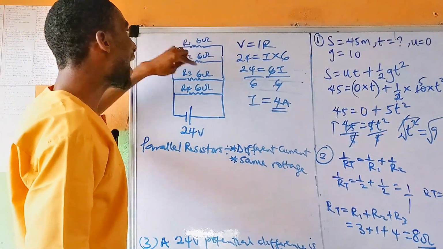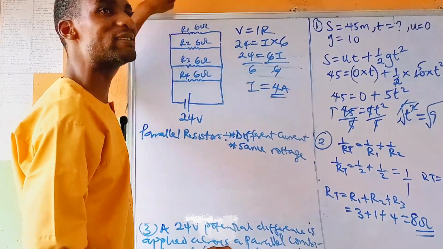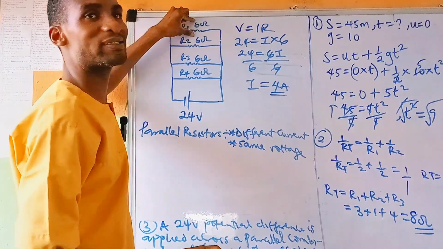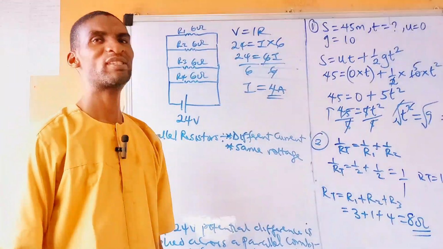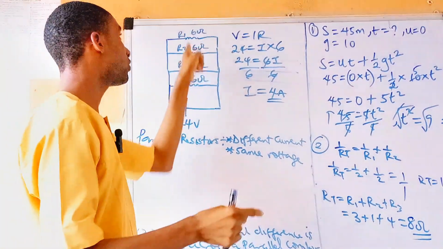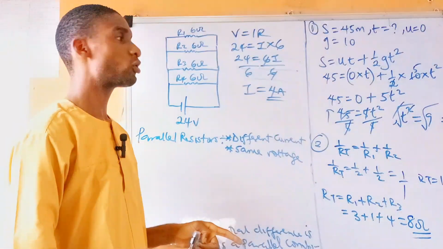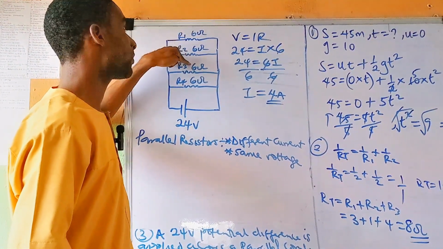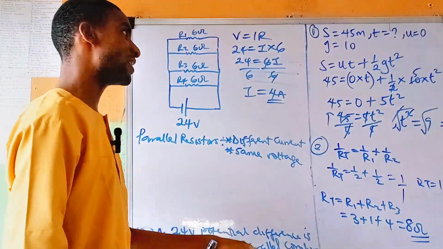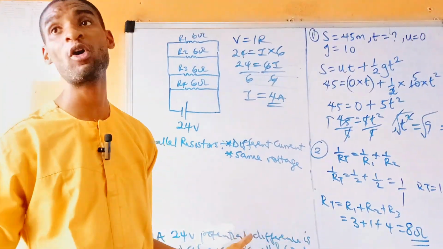Now, because they have the same resistor value, the resistance here is 6, 6, 6, that means the same quantity of current is going to pass through. So that means 4 is passing through here, 4 is passing through here, 4 is passing through here, 4 is passing through here. So the answer to the question is going to be 4 amperes.